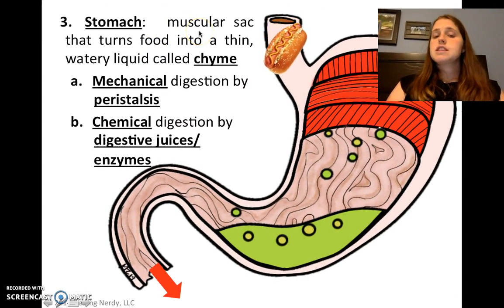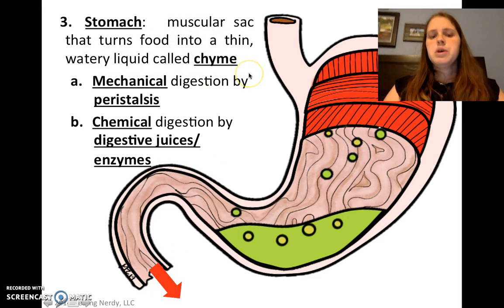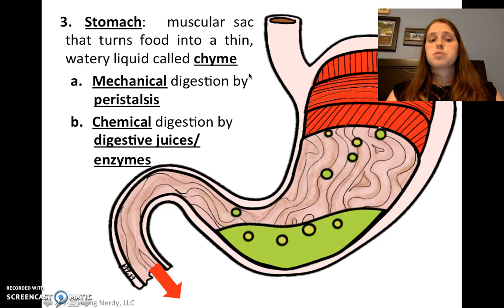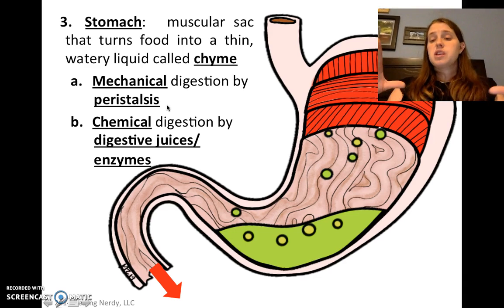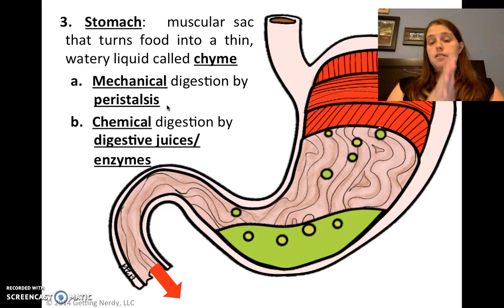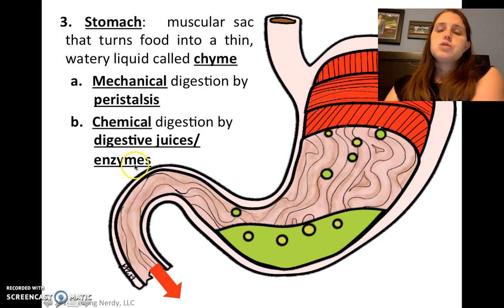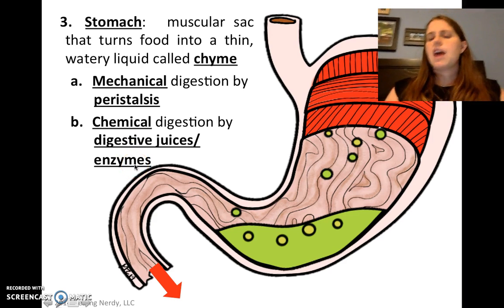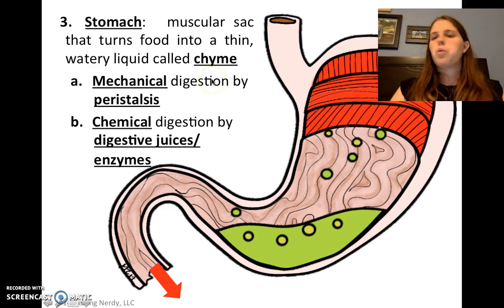So the stomach. This is a muscular sac. It turns food into a thin, watery liquid called chyme. Your stomach is responsible for both a mechanical process and a chemical process. With peristalsis in the stomach, your stomach actually literally contracts and opens and contracts and opens, kind of smooshing your food while it's in there. Along with the mechanical digestion is also the chemical digestion, and that's the digestive juices or stomach acid and enzymes. They help break down all those chemical bonds in your food, and they turn it into this thing called chyme, this watery liquid.